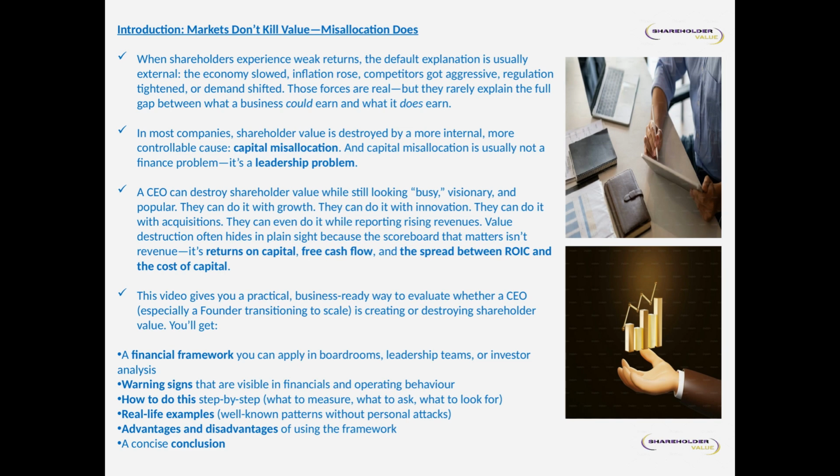This presentation will provide a practical framework to evaluate whether a CEO, especially a founder transitioning to scaling the business, is creating or destroying value. You'll learn how to analyze financials and behaviors, identify warning signs, and apply step-by-step methods to assess leadership decisions, supported by real examples and a clear summary of pros and cons for this approach.